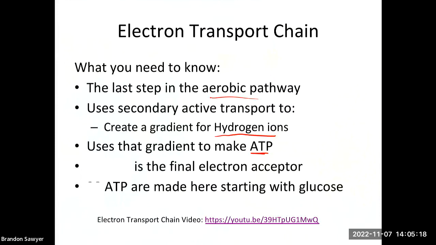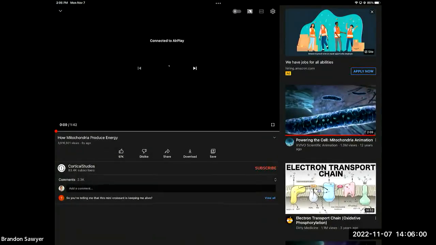We'll watch this little video here in a sec, and then I'll explain it a little bit more. But we're using this hydrogen ion gradient that we created with secondary active transport to then drive the formation of ATP. And this is where oxygen comes into play. The whole reason that we breathe is that oxygen can be the final acceptor of those electrons at the very end of this chain. With all of this, this is how 28 of those 32 ATP are created in this last step. So this is where the vast majority of all ATP is made.